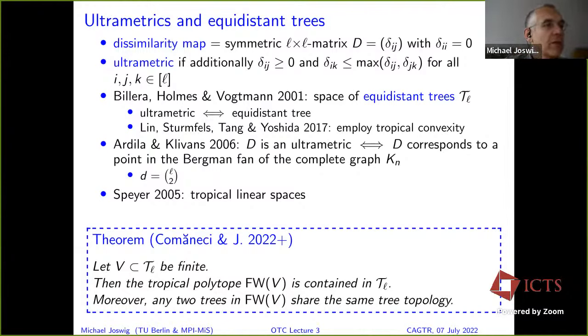I mean, you probably talk about affine buildings of type A-tilde. Okay, so there's no connection to tropical convexity.